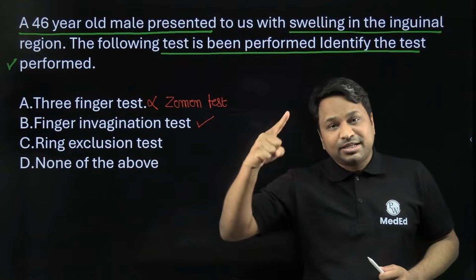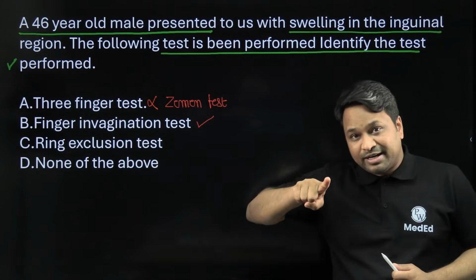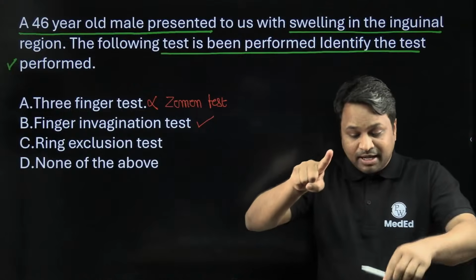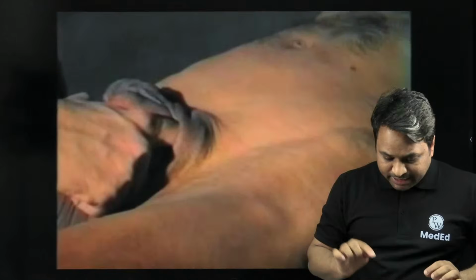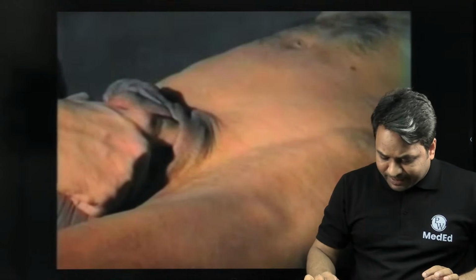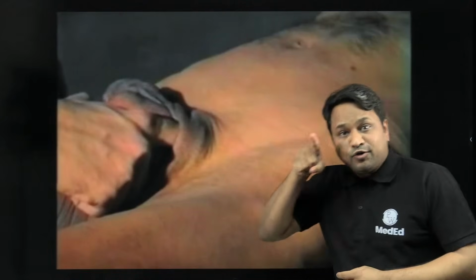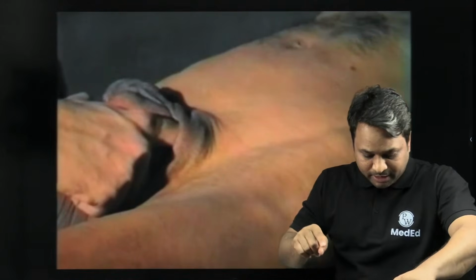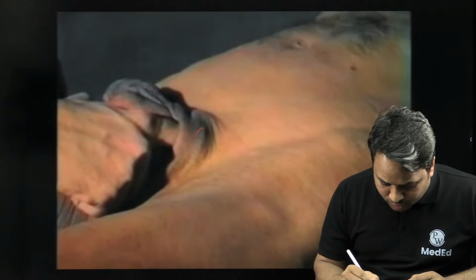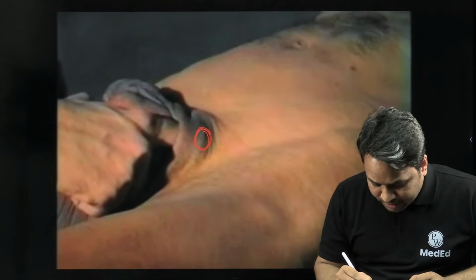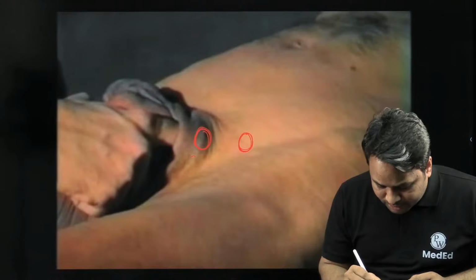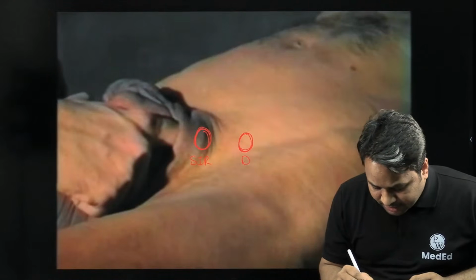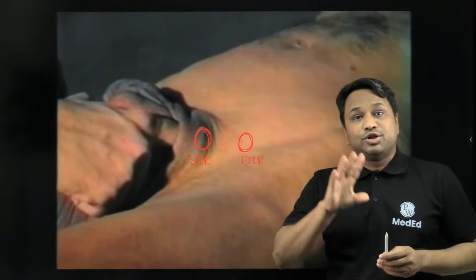I'm going to take my index finger, insert it in the superficial inguinal ring, and reach to the deep inguinal ring. I'll ask the patient to cough. Now, when you see here, again a very specific thing. I've taken my index finger from the superficial inguinal ring to the deep inguinal ring. So here you have your superficial inguinal ring and here you have your deep inguinal ring, and I'm asking the patient to cough.